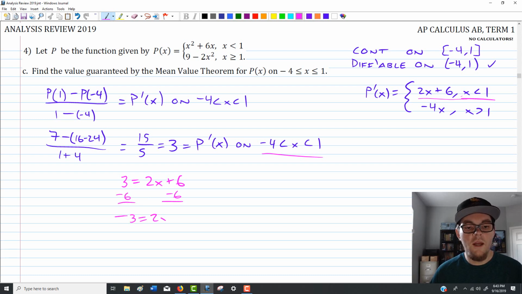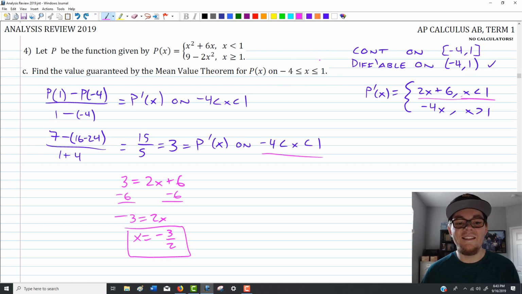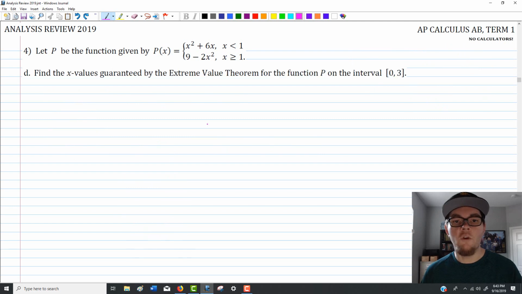Solving this amounts to a simple algebra 1 problem. Negative 3 equals 2x, and that means x equals negative 3 halves. So there is our one value. Is it between negative 4 and 1? Heck yes it is. We have done our job. Would there be another place? There's not. That's the only place that works, so we're done.